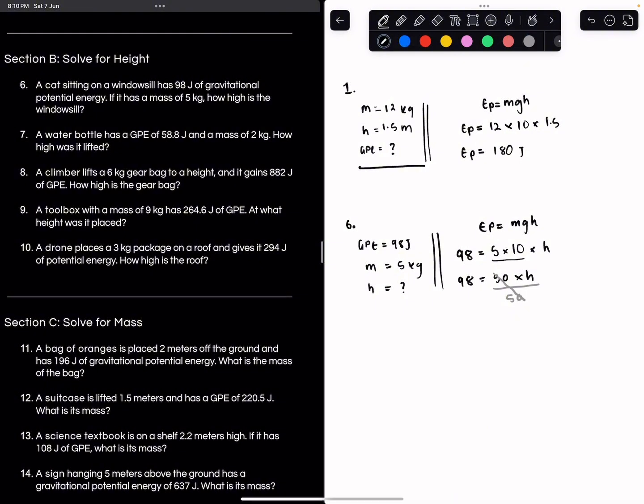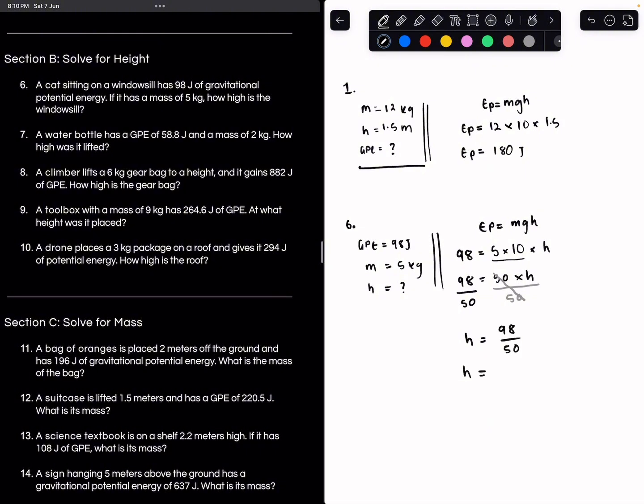Whatever you do to one side of the equal sign, you have to do to the other. So I'm going to divide the 98 by 50 as well. Pretend the equal sign is like a little mirror. Okay, and so if I were to rewrite this equation, I will have height equals 98 over 50.